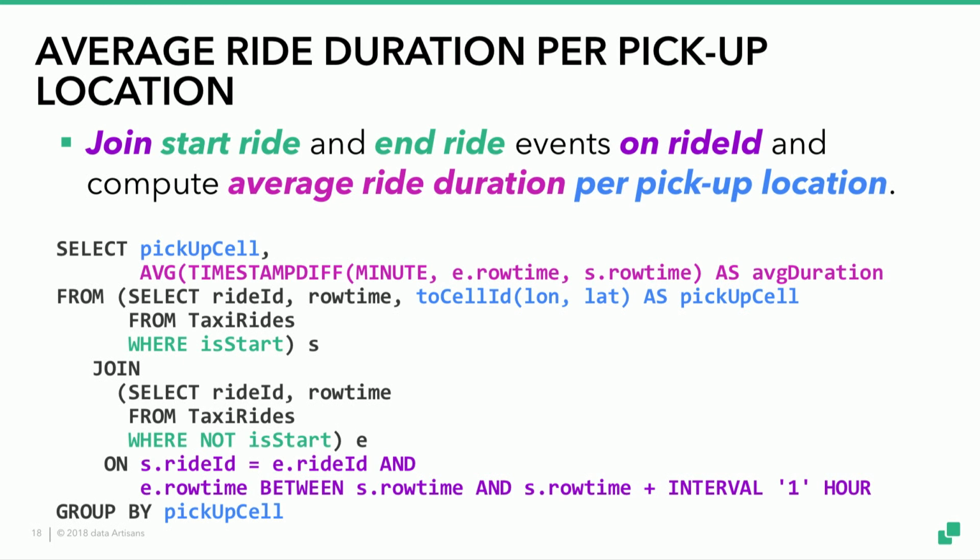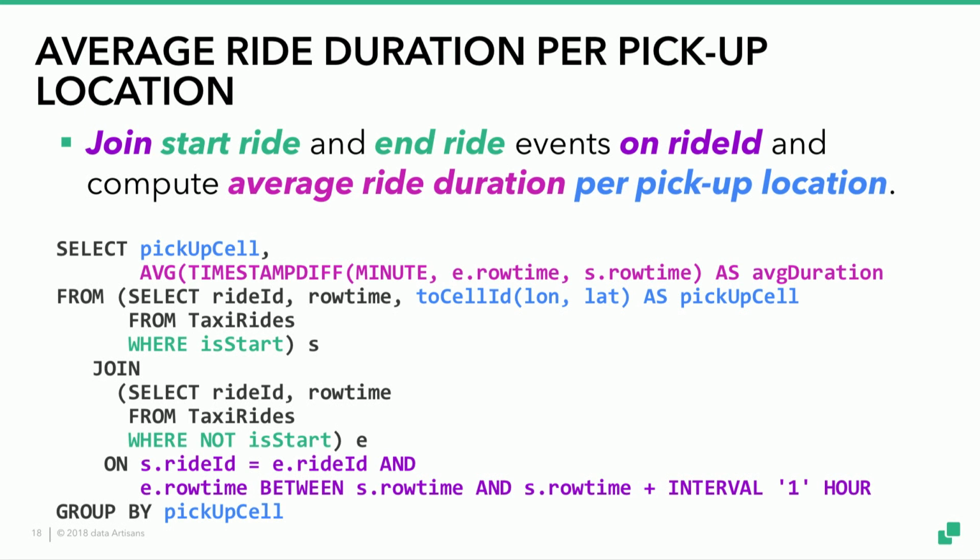Another example is, how could we determine the average ride duration for a pickup location? For this, we need to join two streams: the stream of start events and the stream of ride events. We join them on the ride ID, and then we can compute the average ride duration. In this example, we are using windowed joins.